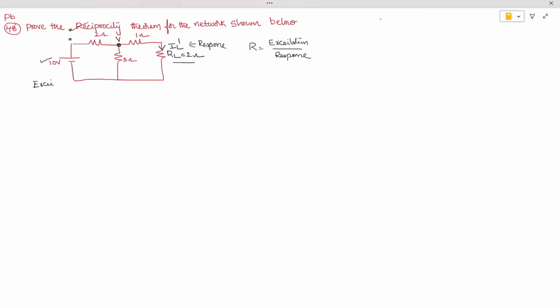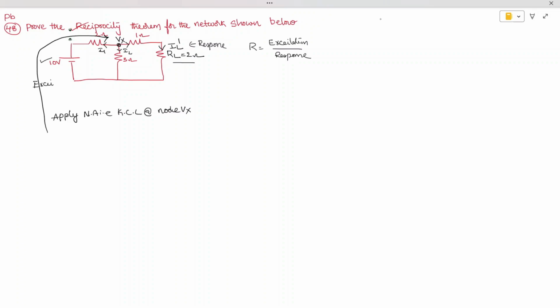Okay. So now in order to prove it, let's try to mark this node as some Vx. And if the node is Vx, let us assume that current flows in this branch as I1, the current in this branch as I2, the current in this branch is already marked IL dash. So now let's try to apply nodal analysis, that is Kirchhoff's current law at node Vx. So at the node Vx we are going to apply.